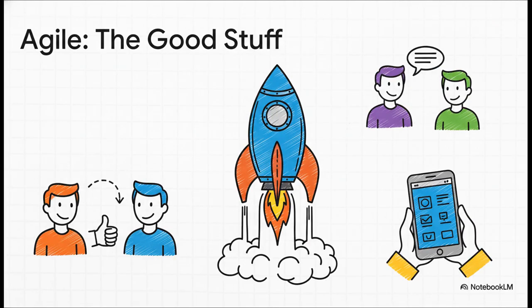The biggest win with Agile is something called speed to value. Basically, you get a working product into the hands of real users incredibly fast. This means you can get immediate feedback, make adjustments, and make sure you're always building what people actually want and will use. In a world that's constantly changing, this is an absolute game changer.